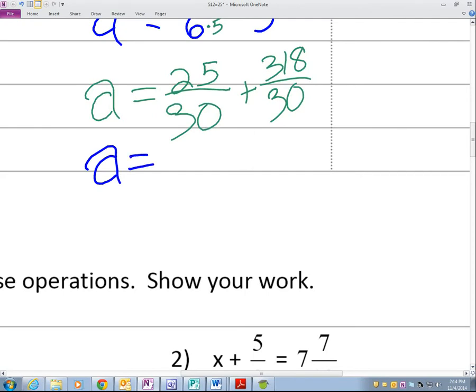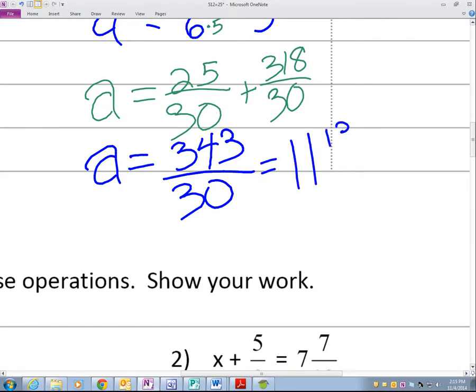Now my new result is, what is 25 plus 318? Yep, 343. And I could just do that straight across because of the rules that we remembered yesterday: once you have common denominators, then you just add or subtract whatever the sign is. And this comes out to be 11 and 13/30.